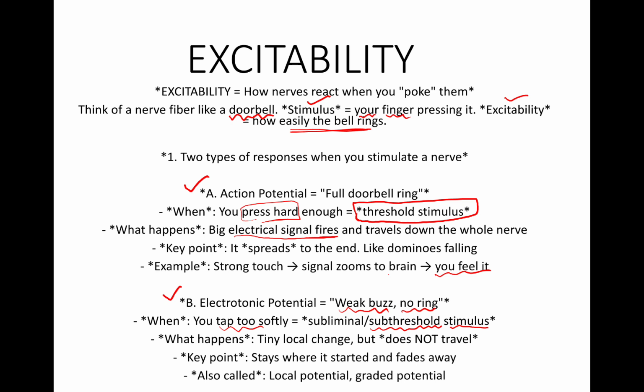So what happens here? A tiny local change, but it does not travel. It just gets triggered, but fades away after a while. The key point here is that it stays where it started and fades away. It is also called local potential or graded potential.